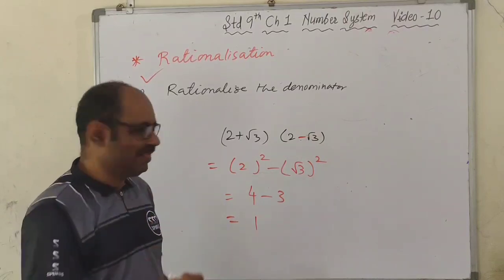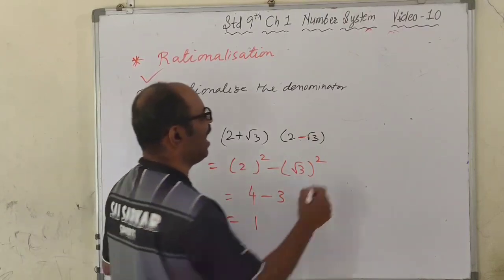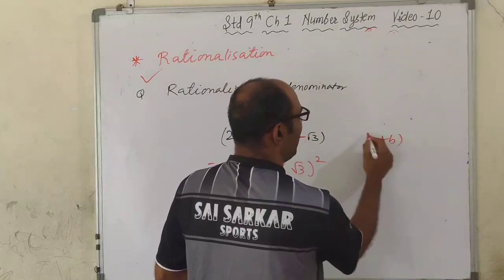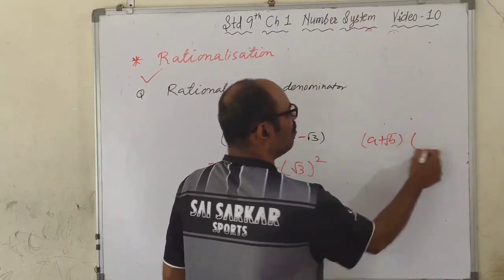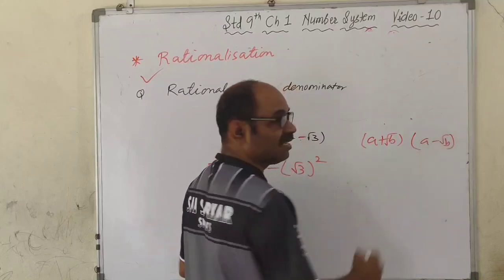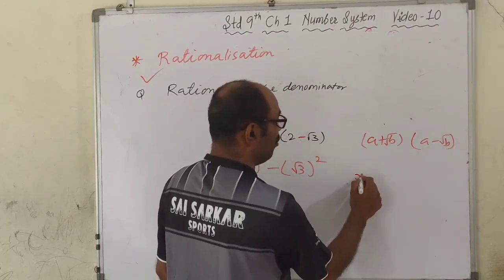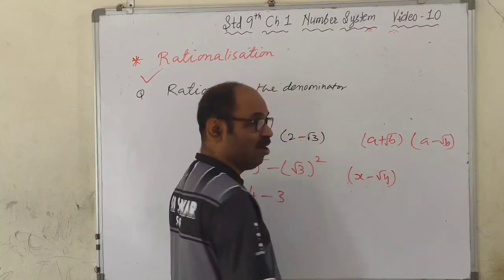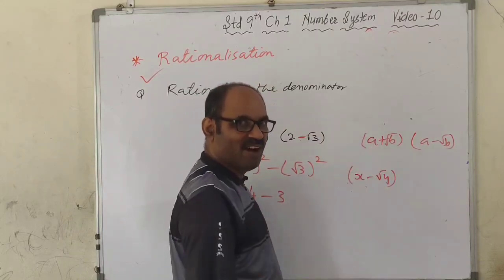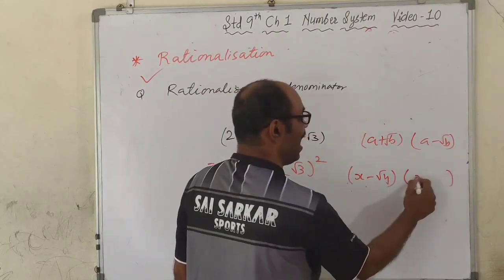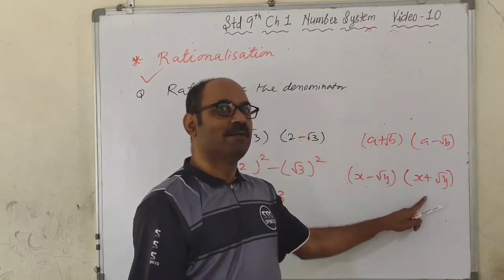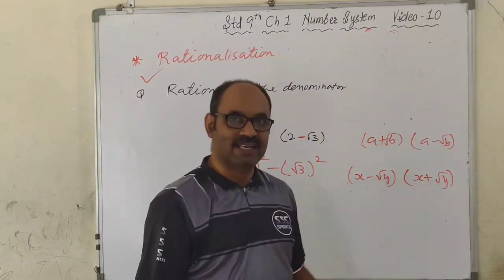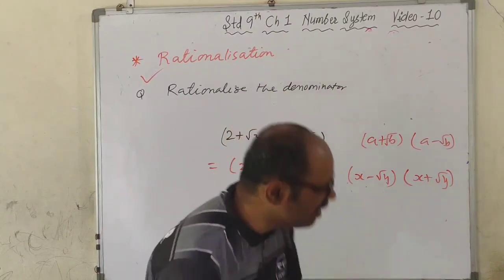From here we can conclude one thing. If the binomial is of the form a plus root b, then multiply and divide by a minus root b. If the binomial is x minus root y, so if you want to get rid of the root, multiply x plus root y. Multiply by the binomial itself, but with the middle term's sign changed.